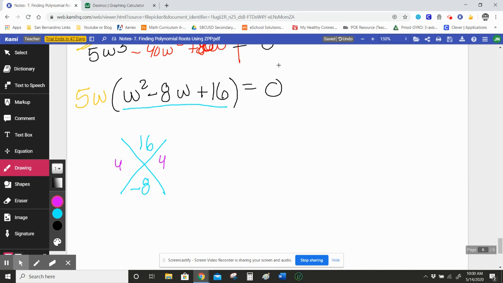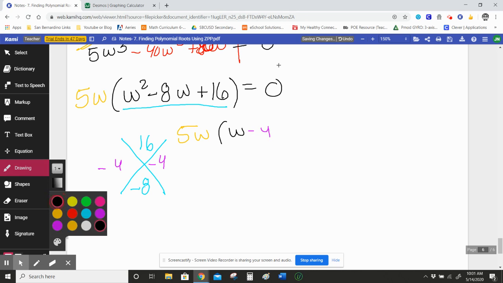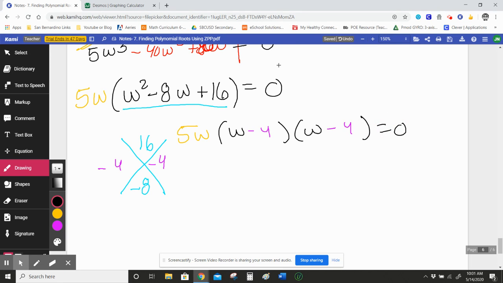The possible combination for that would be 4 times 4. Sorry, I was covering my notebook with my elbow. So negative 4 times negative 4 would be positive 16, and then negative 4 plus negative 4 would be negative 8. Okay, when I do that, I get 5w, which was still in the front from the greatest common factor. I'm going to break this down as w minus 4 from my first factor, and then w minus 4 from my second factor. And then the last thing I need to do is, after I set it equal to 0, solve each one of the components, and then I would get my roots.